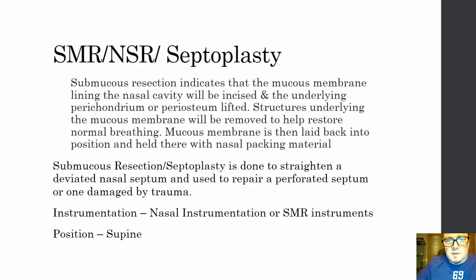Submucous resection, we're going to incise underneath that mucus layer, and we're going to remove and fix the bone that's underneath there that's causing problems. Sometimes we're straightening it out. Sometimes we're removing bone that has been fractured. Sometimes we are fixing a perforation in the septum from trauma or from cocaine abuse or other situations that may have perforated your septum. Position is supine.